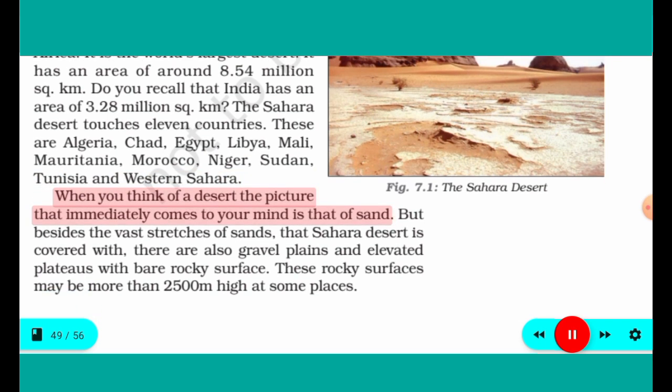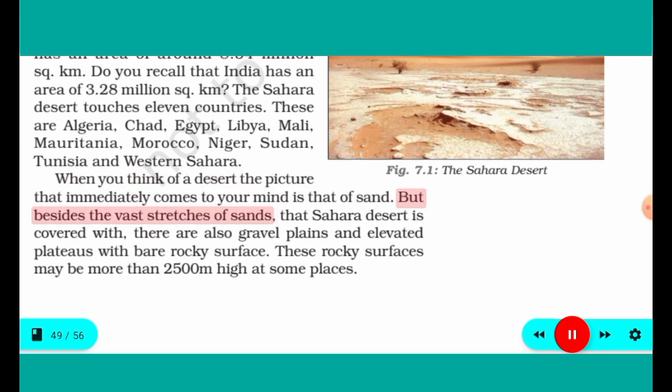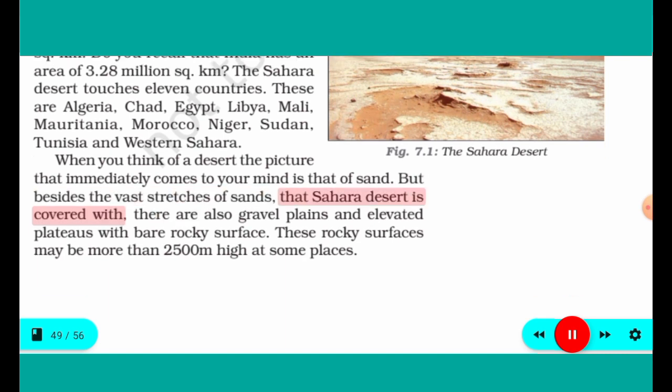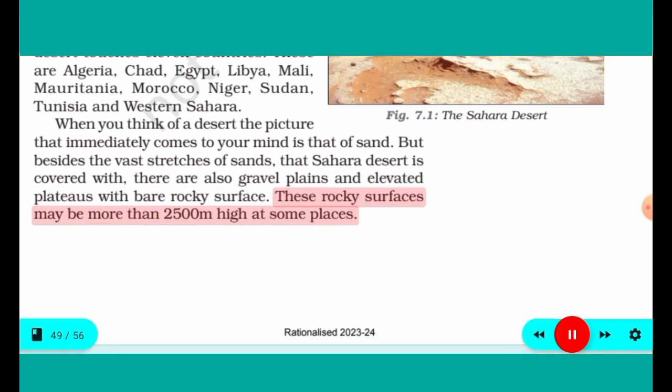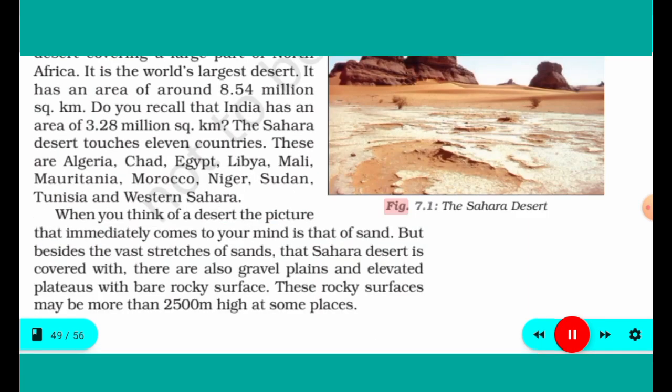When you think of a desert, the picture that immediately comes to your mind is that of sand. But besides the vast stretches of sands that the Sahara Desert is covered with, there are also gravel plains and elevated plateaus with bare rocky surface. These rocky surfaces may be more than 2,500 meters high at some places. Fig. 7.1. The Sahara Desert.